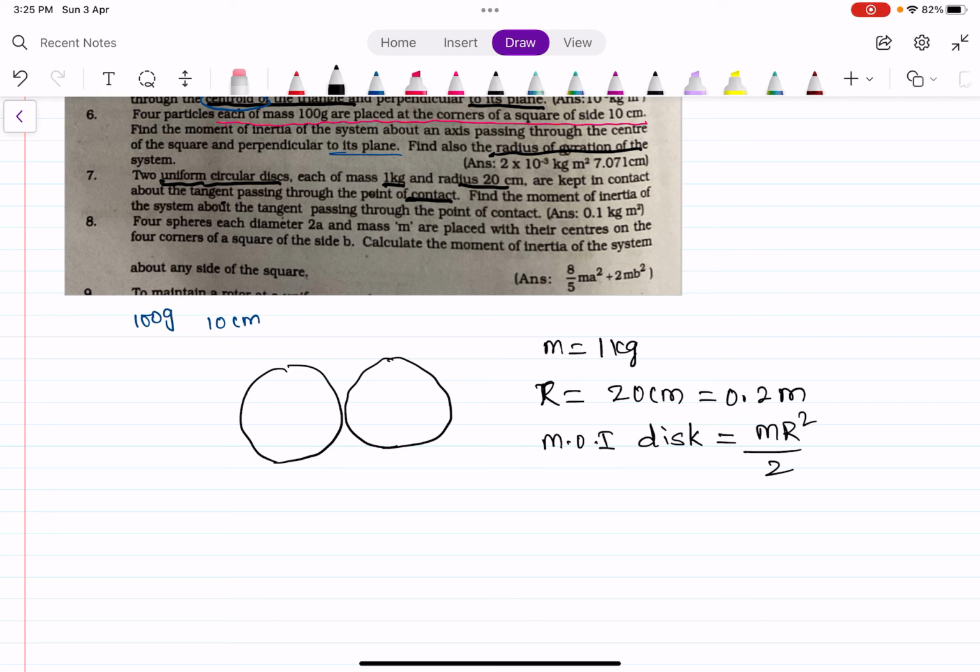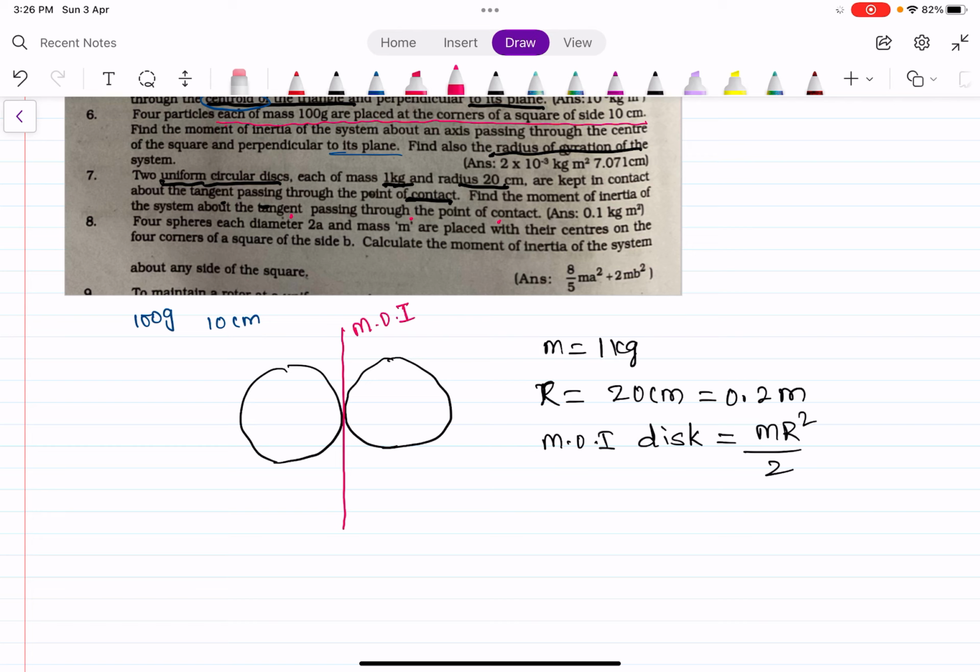Now, the question is, two circular discs, each of mass 1 kg, radius 20 centimeters, are kept in contact about the tangent passing through the point of contact. The tangent is passing through the point of contact like this. Now find the moment of inertia of the system about the tangent passing through the point of contact.